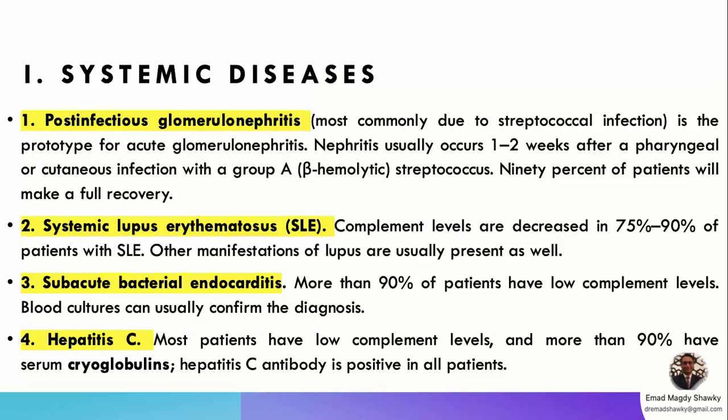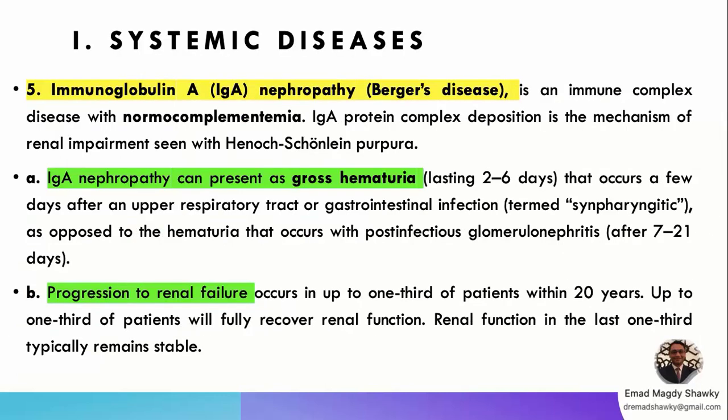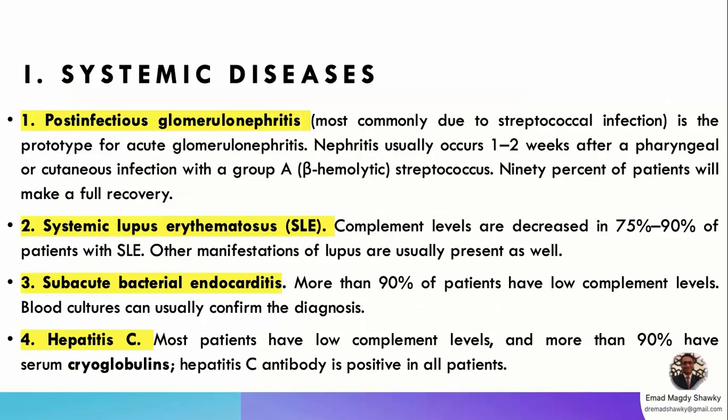Those systemic diseases are numerous. The most common causes of it are post-infectious glomerulonephritis, systemic lupus erythematosus, subacute bacterial endocarditis, hepatitis C induced immune complex deposition, and IgA nephropathy or Berger's disease. You will take all of them separately, but to give you a random idea about each one of them, you can read those small sentences.